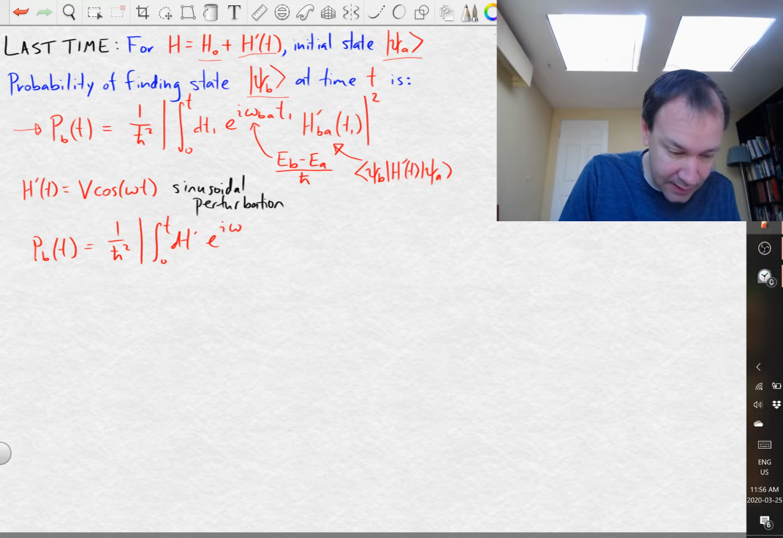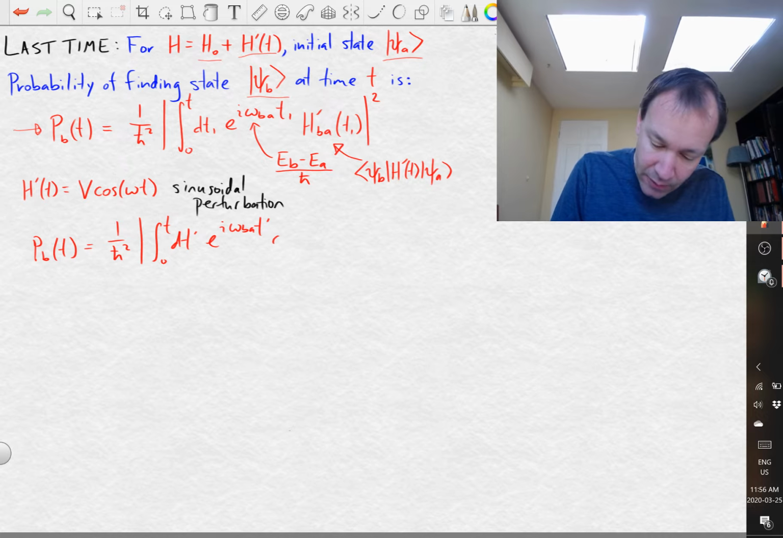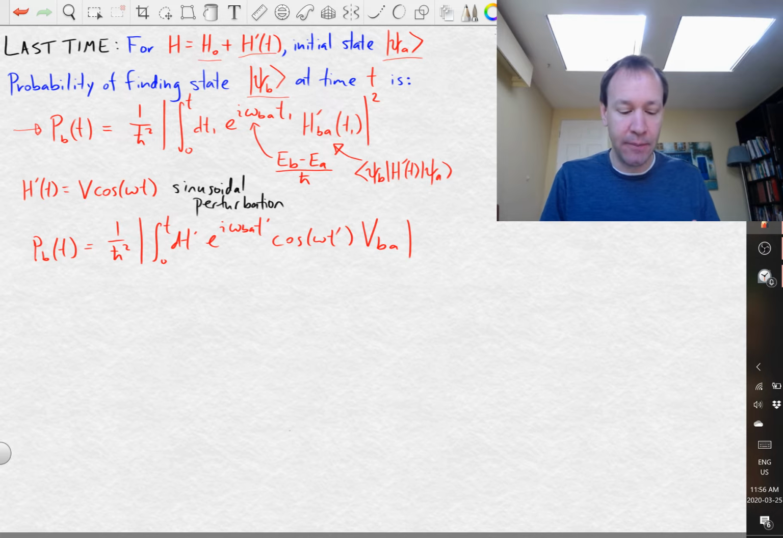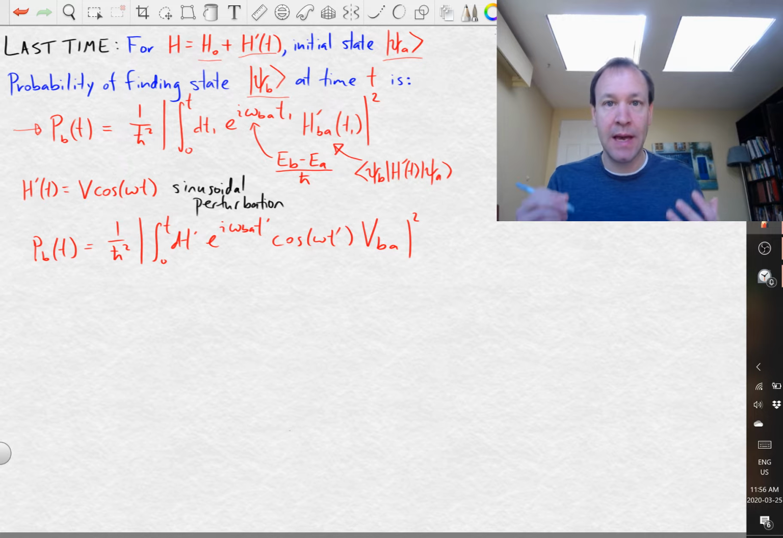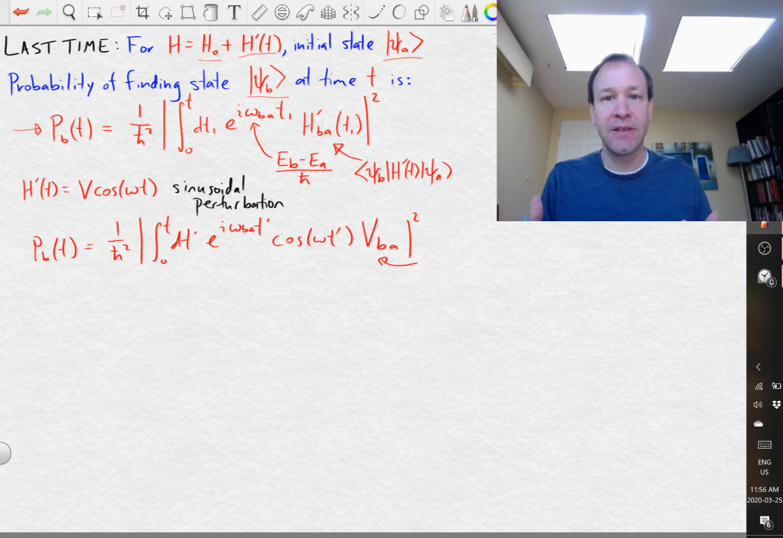We still have our complex exponential depending on the difference of energies. And now we have cos of omega t prime times the matrix element of the operator V between state B and state A. So we have all of that squared. And now this is simple because this matrix element doesn't depend on time anymore.